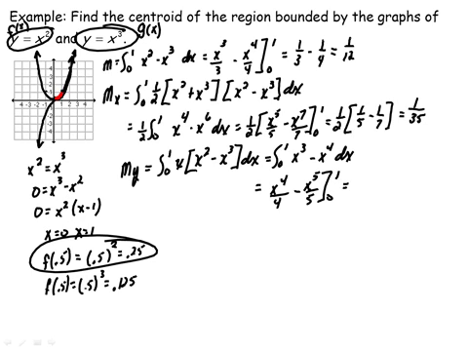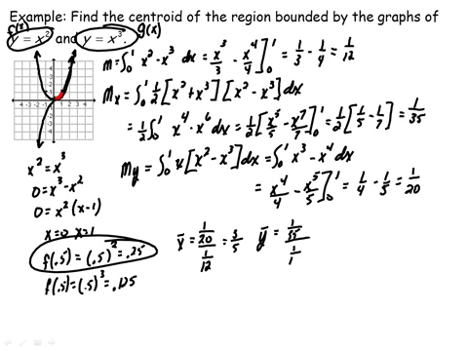Do the math. And you should come up with, what, 1/20? Okay, x bar. To actually find the centroid, you're going to do m sub y over your mass. Do the math, and you should come up with 3/5. Y bar, you're going to do m sub x over your mass. Do the math, and you should come up with 12/35.